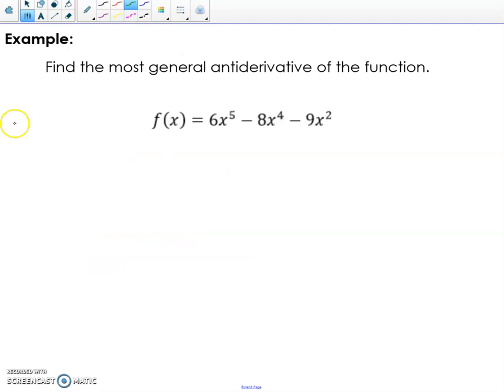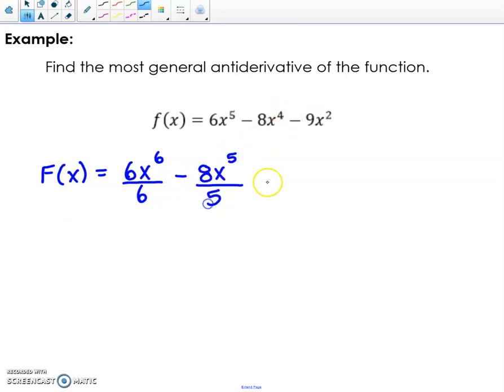So if we look at this example, we want to find the most general antiderivative of the function. So we're finding capital F of x. We're going to take the first term, which is 6x to the 5th. We're going to increase the exponent by 1, so instead of 5, it becomes 6, and then we divide by the new power of 6. Then we have negative 8x. Instead of to the 4th, we increase it by 1, so it becomes 5, and then we divide by 5.